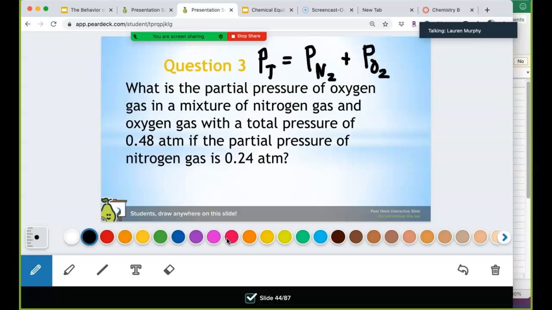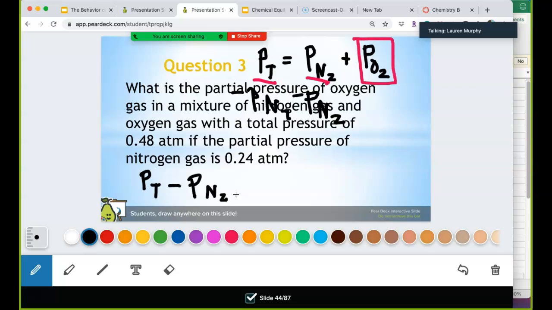Now, it looks like they're asking what is the partial pressure of oxygen? So that's this guy right here. And they give you total pressure and nitrogen. This is much simpler than the other problem. So partial pressure, if I'm going to rearrange, right, I would subtract nitrogen from both sides. So total pressure minus the pressure of nitrogen gives me the partial pressure of just oxygen. This is algebra. You move this to the other side by subtracting it. The reason we subtract and don't divide is because these aren't being multiplied, they're being added together.